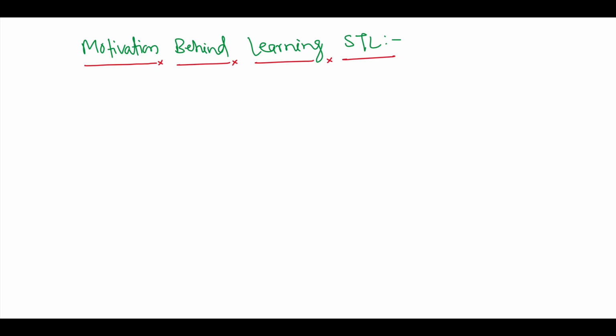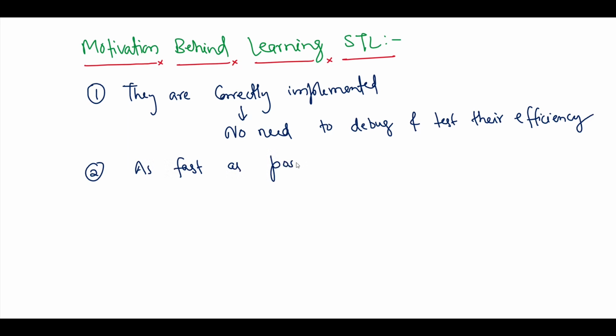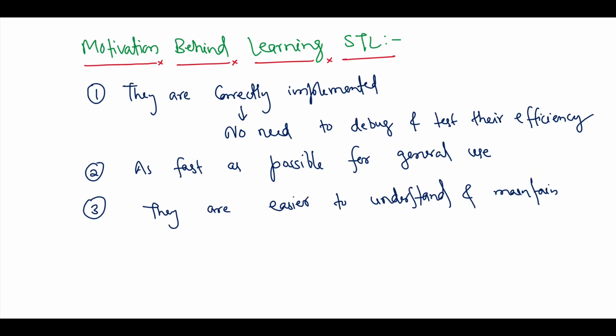So STL provides you general purpose algorithms and containers to make your life easier by the following means that I'm going to discuss now. First of them is that STL is correctly implemented and you don't need to debug or test its efficiency. Secondly, they are as fast as possible for general use. Third, they are easier to understand and maintain. And if you're working with a large code base or bigger team, it's always beneficial to make your code easier to maintain. So these things matter a lot when you're working in industry and it's going to help you a lot.